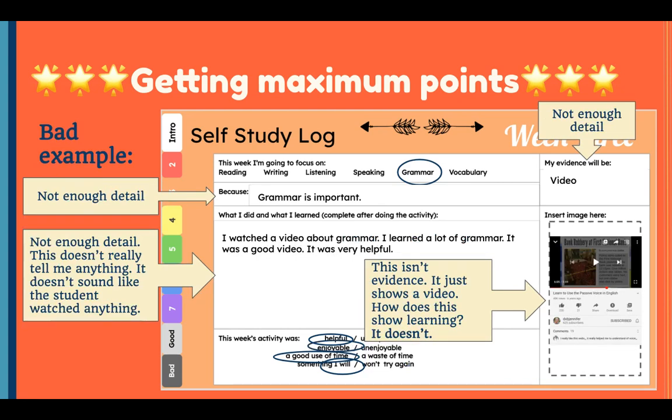Here's a bad example. Not enough detail. It says, because grammar is important. Everyone knows grammar is important. Why is it important? For what? Describing what the student did.